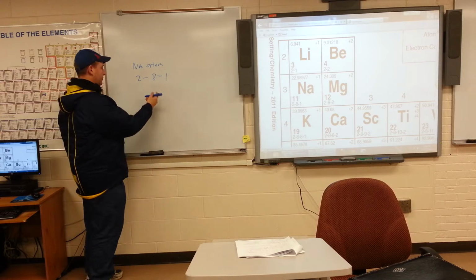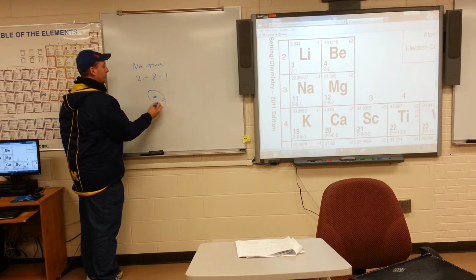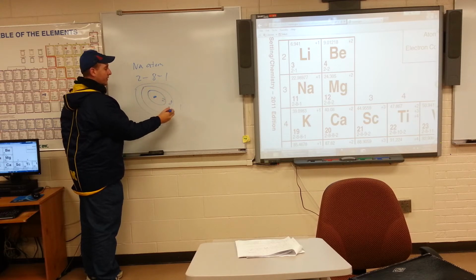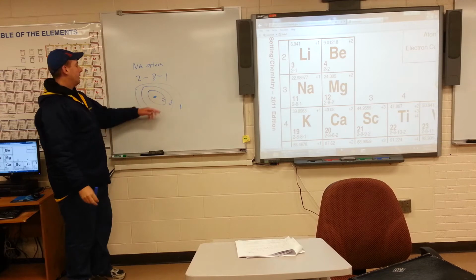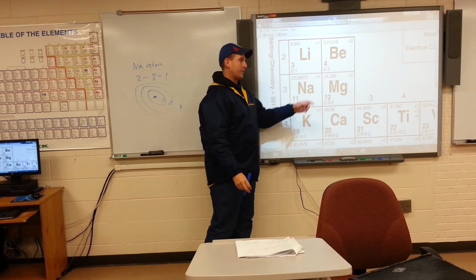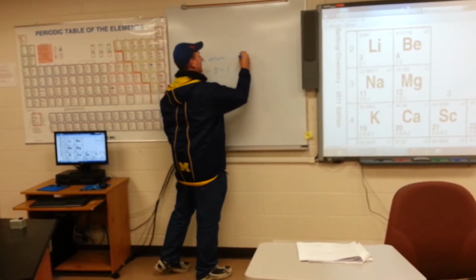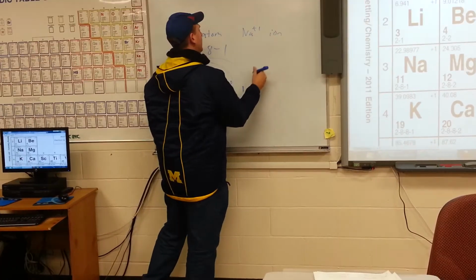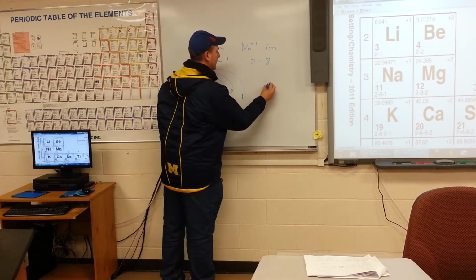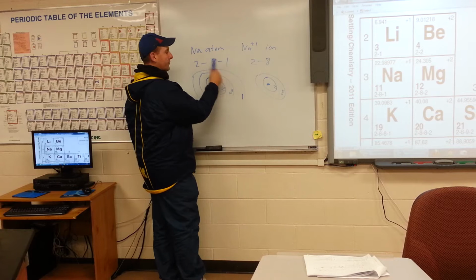You should already know what that means. You draw an atom, there's the nucleus. It means you have two electrons in the first shell, 8 in the second, and 1 electron in the valence shell, the outermost shell. Now when sodium forms an ion, it's going to lose that 1 outermost electron. So when you form a sodium ion, Na+1, you're left with 2-8. So now how many shells do you have? Only 2. When you lost that 1 electron, you lost the whole third shell.